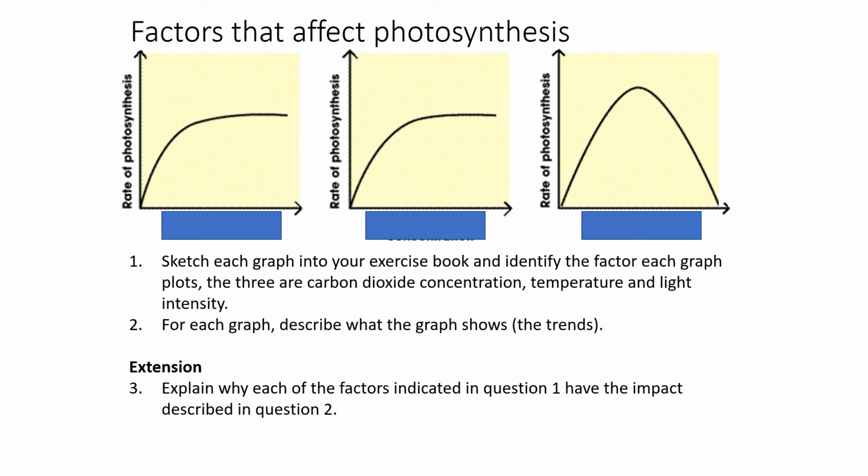Factors that affect photosynthesis. First question for you, draw these 3 diagrams in your exercise book and identify the factors of each graph. There are 3 factors: carbon dioxide concentration, temperature, and light intensity. For each graph, you need to describe what the graph shows and, in extension, explain why each of the factors indicated in question 1 has the impact described in question 2. Let's pause the video and try yourself now.